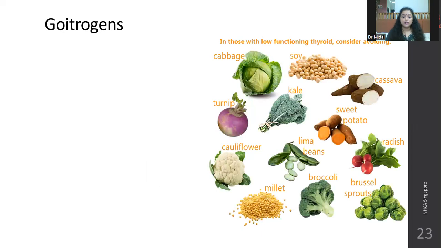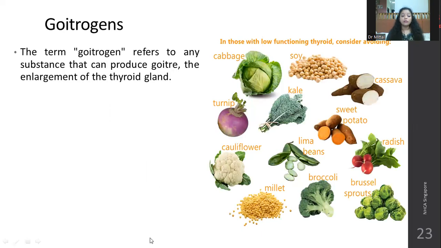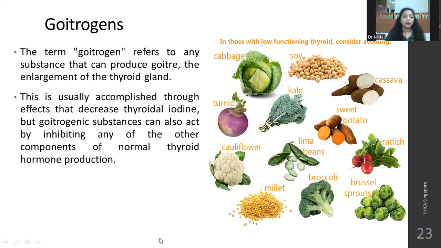Coming to goitrogens, the term goitrogen refers to any substance that can produce goiter. Goiter means enlarged thyroid gland. This is usually accomplished through effects that decrease the thyroidal iodine, the iodine that is supposed to increase the thyroid activity. Goitrogen will inhibit that iodine.